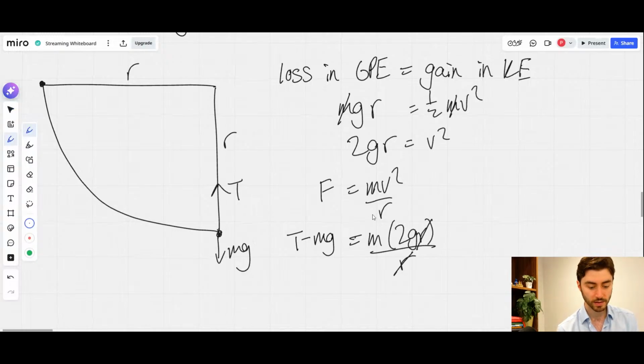So in this case, we can plug that in and get the tension equals 3mg, which is quite cool.